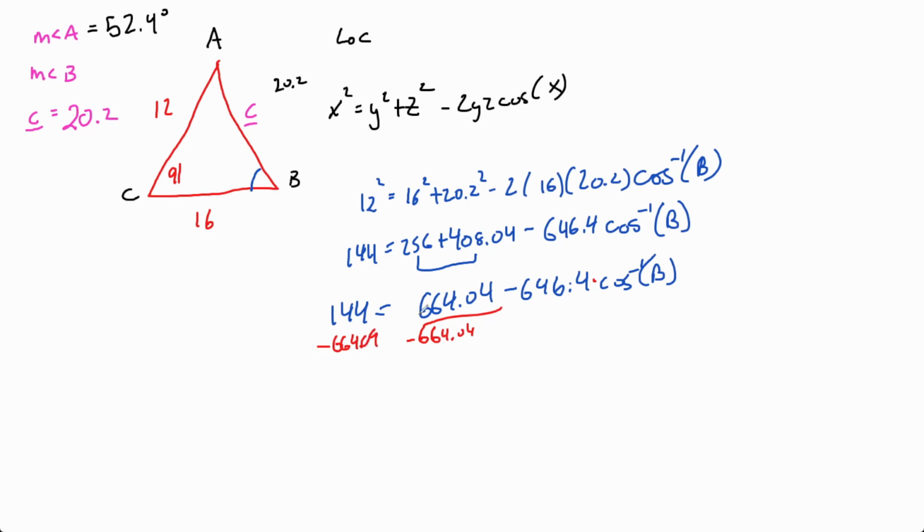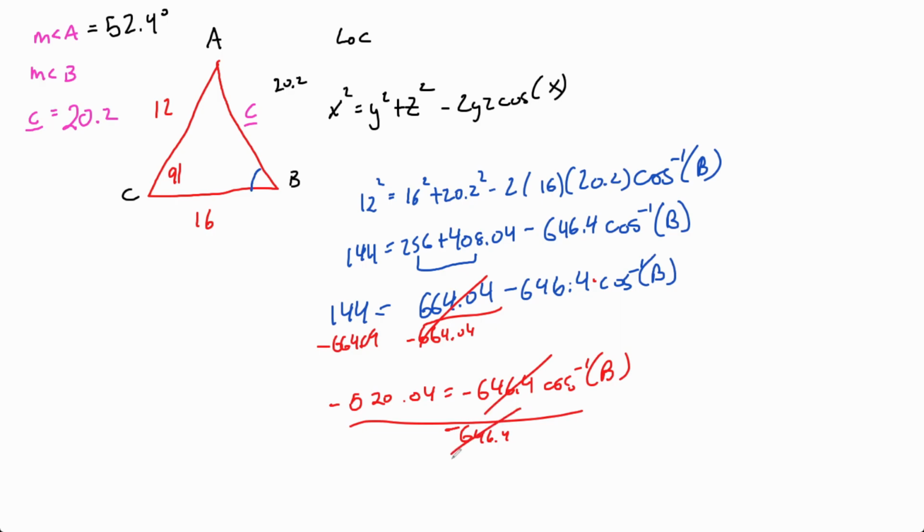So 144 minus 664.04 is now negative 520.04. And that leaves me with that being gone. So I have negative 646.4 inverse cosine of B. And I can divide both sides by 646.4, leaving me inverse cosine of B is equal to negative 520.04 over 646.4.